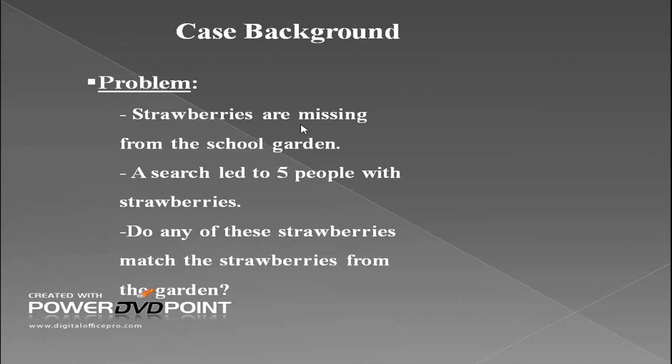So what is the problem? The problem is strawberries are missing from the school garden. For example, you all have a school garden and you have planted strawberry plants. While harvesting in season, you found that the strawberries are missing from the garden. So what will you do? You will go for a search. The search led to 5 people with strawberries. So now how can you identify that these strawberries are the same ones which were grown in the garden?